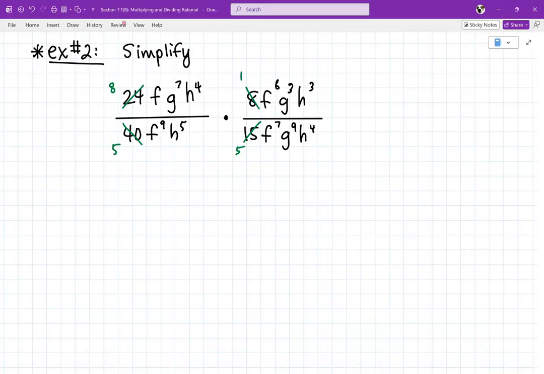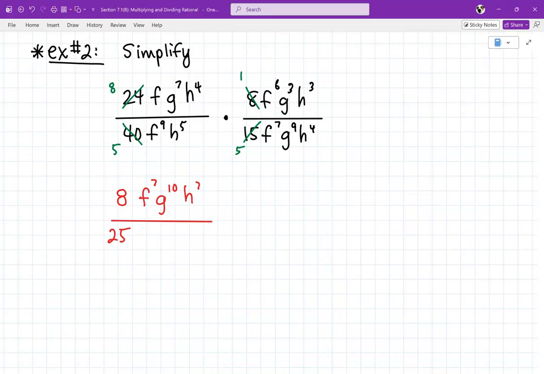So 8 times 1 is 8. And then let's do my letters. F times f to the 6th, that's f to the 7th. G to the 7th times g to the 3rd, that's g to the 10th. H to the 4th times h to the 3rd, that's h to the 7th. So notice I organize my numerator completely. On the bottom, 5 times 5, that's 25.